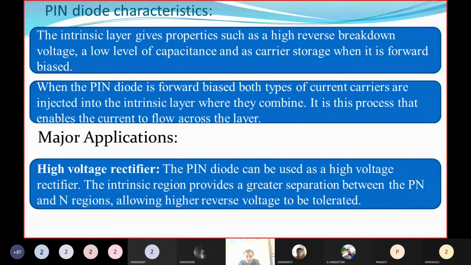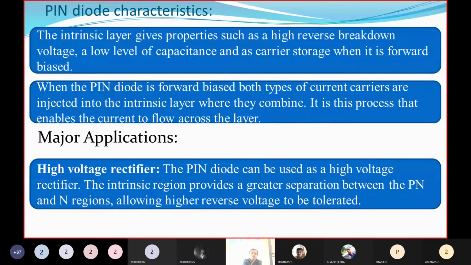Now, some more characteristics. The intrinsic layer gives properties such as high reverse breakdown voltage, low capacitance, and carrier storage when it is forward biased. The PIN diode has an intrinsic layer, so it has high reverse breakdown voltage. Why is the reverse breakdown high here? Because the width of the depletion layer is very large, so the reverse breakdown voltage will be high.